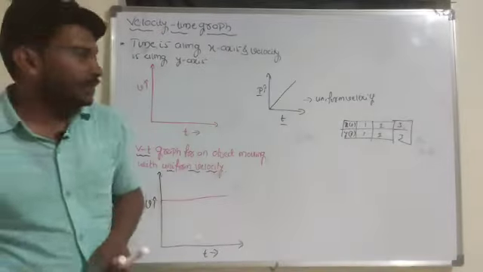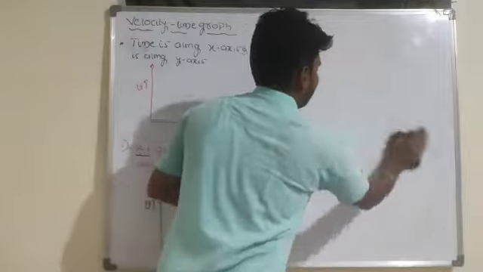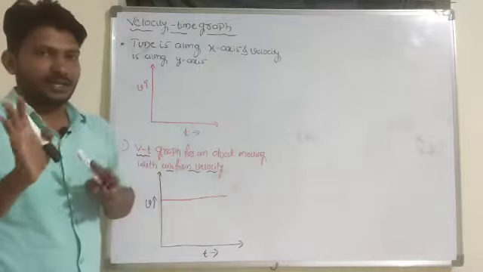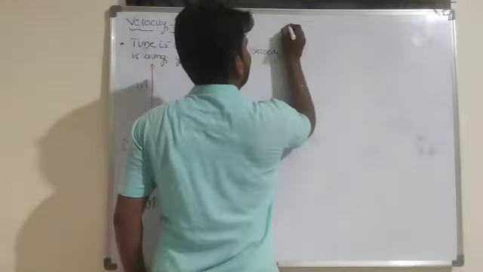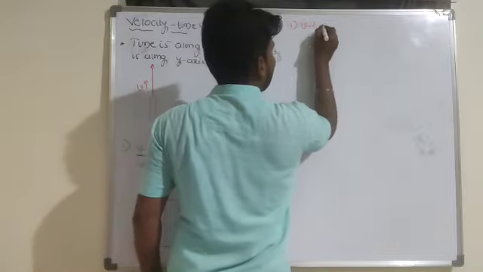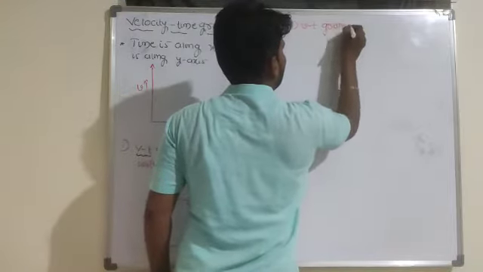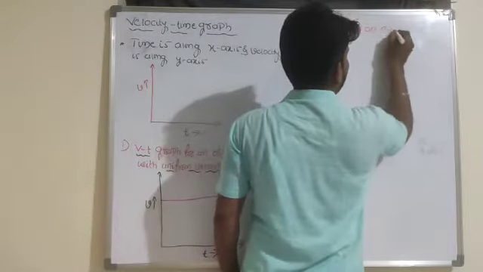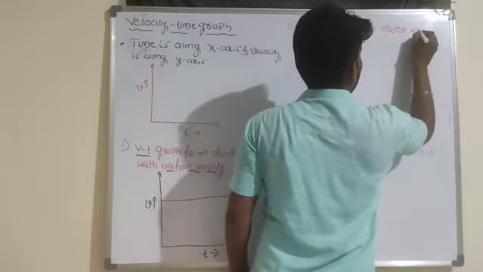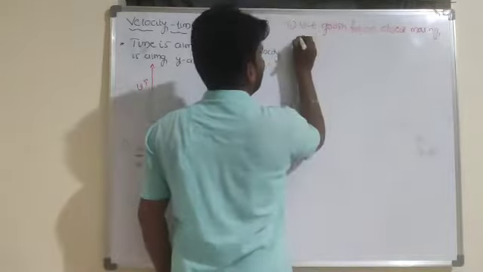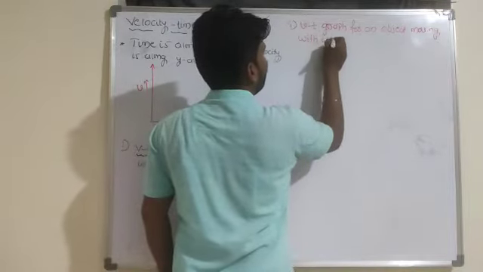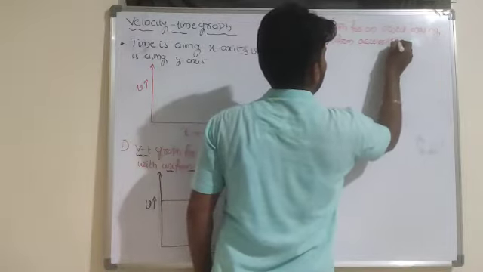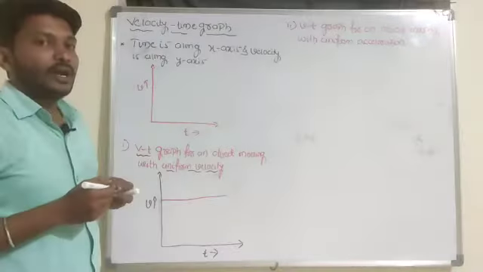So now let me consider this velocity-time graph for an object moving with uniform acceleration. So remember, the next graph is the VT graph, the velocity-time graph for an object moving with uniform acceleration. So look here, I have to draw the velocity-time graph.